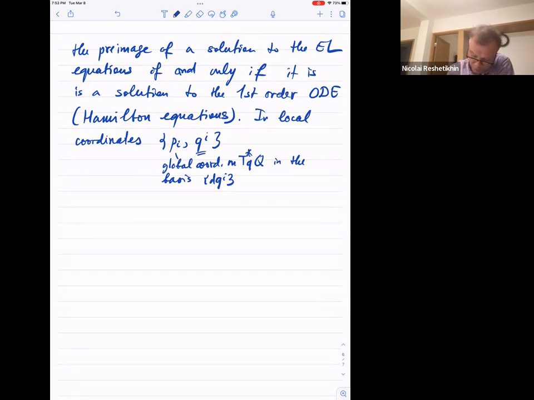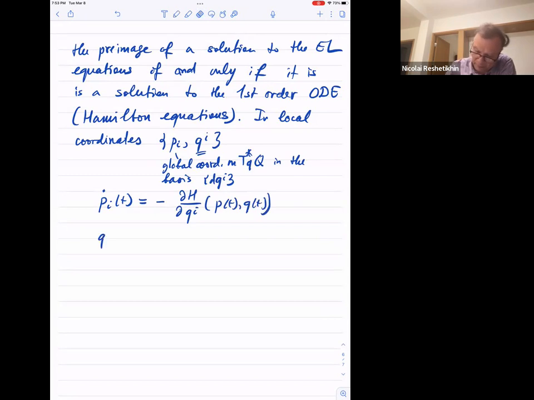Hamilton equations in local coordinates look like this. Pi dot is equal to minus dH over dqi at (pt, qt), and then Q dot.